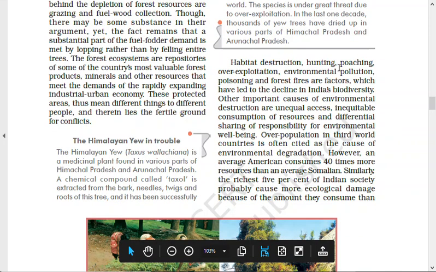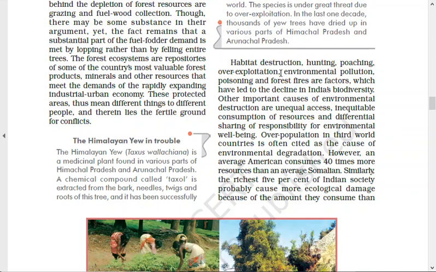Habitat destruction, hunting, poaching, overexploitation, environmental pollution, poisoning and forest fires are factors which have led to the decline in Indian biodiversity. So this much is for a 1 mark question. Okay, further if you go, you can write in 3 marks, and if this question comes for 5 marks, because the value based question will also be there, right? So in value based questions, you have to explain in detail.